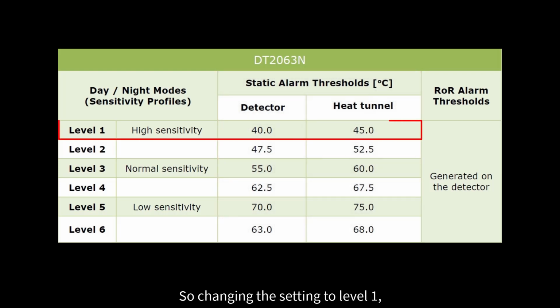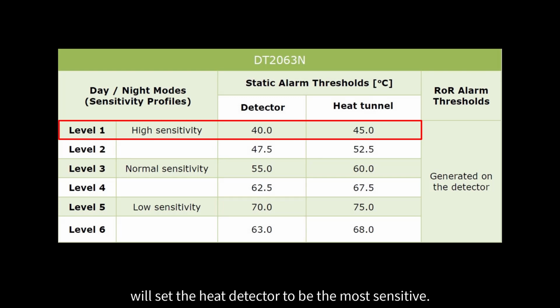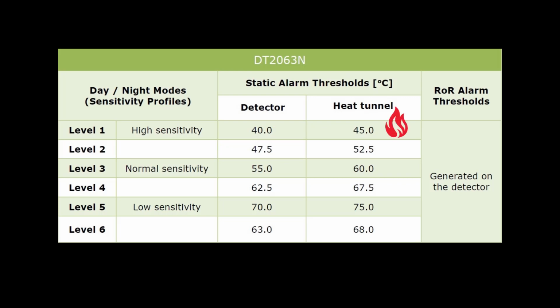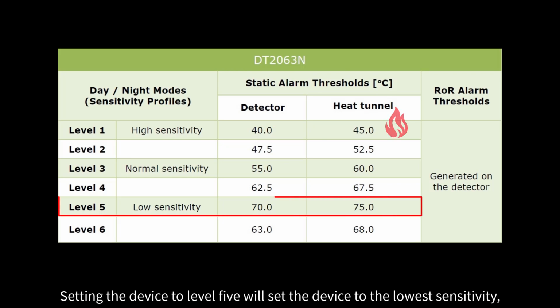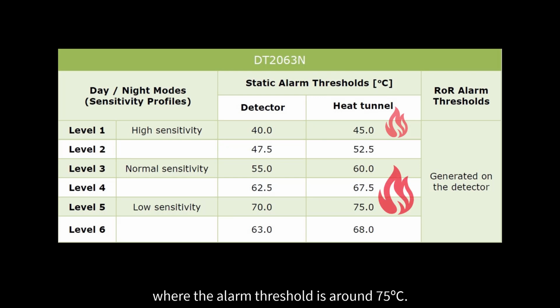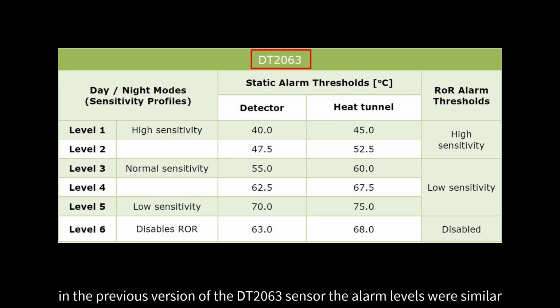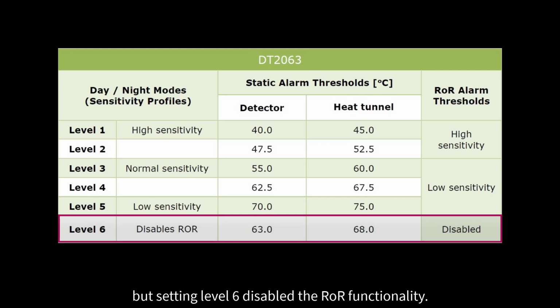So changing the setting to level 1 will set the heat detector to be the most sensitive. This means that the alarm will already occur at an ambient temperature of around 45 degrees Celsius. Setting the device to level 5 will set the device to the lowest sensitivity, where the alarm threshold is around 75 degrees Celsius. In comparison, in the previous version of the DT2063 sensor, the alarm levels were similar, but setting level 6 disabled the ROA functionality.